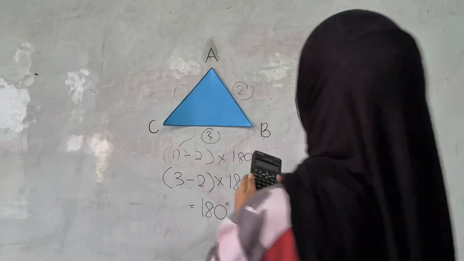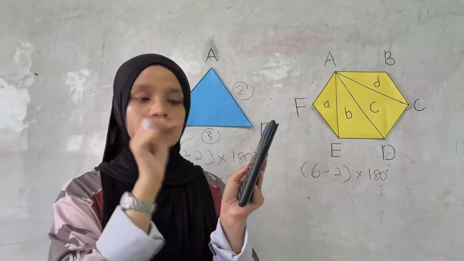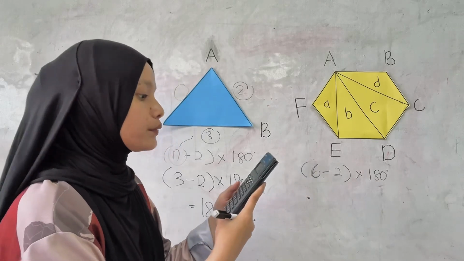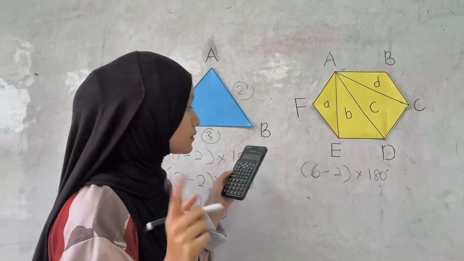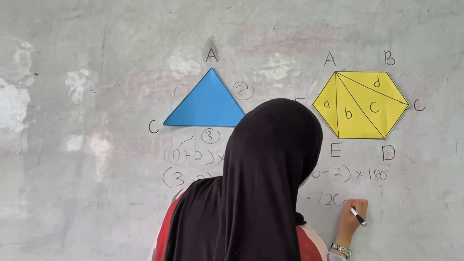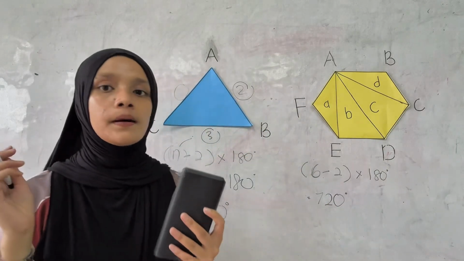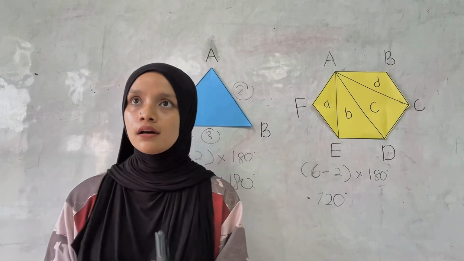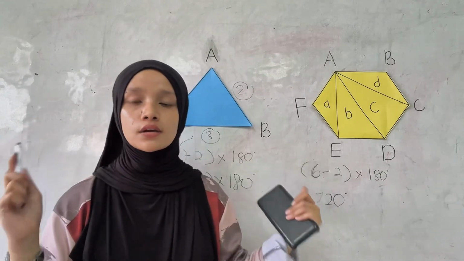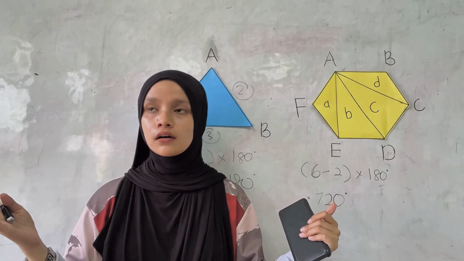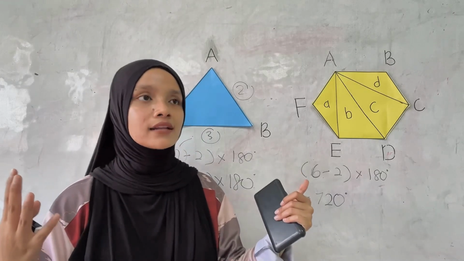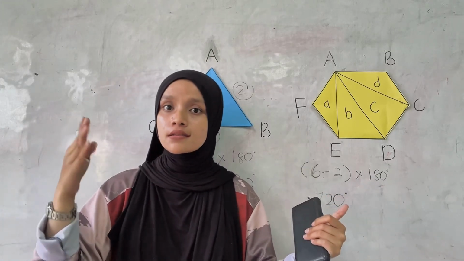Let me take my calculator first. So we calculate, and we got 720. So the answer is 720 degrees. But this is not enough. We need a proof of how we can calculate the interior angles of a hexagon.